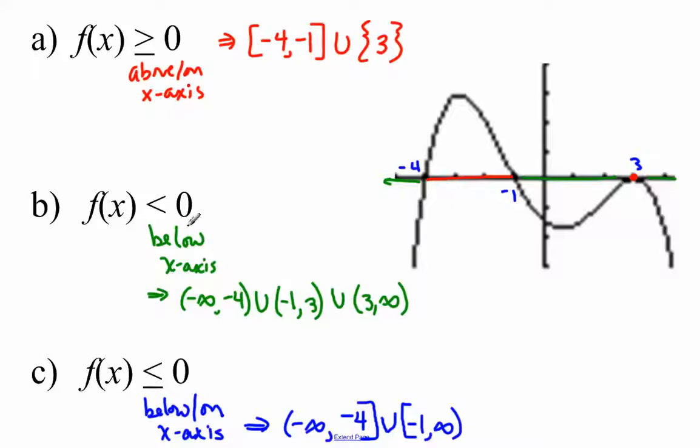What if they want f of x to be less than 0, strictly less than 0? That means just strictly below the x-axis. Well, all of these points way back here are going to give me the picture below the x-axis. So from negative infinity to negative 4. Skip this section. From negative 1 up to 3, we're below, but I don't want to include the 3, so just negative 1 to 3 with parentheses there. And then from the 3 forward, it's below again, so we kind of just notched out the 3.